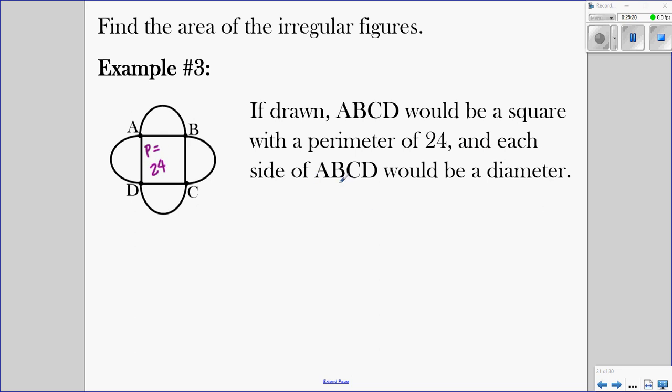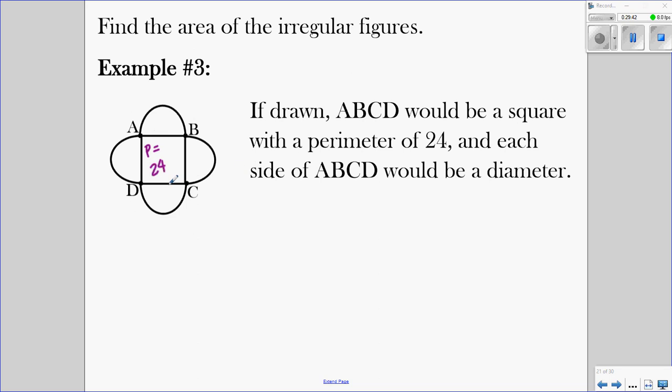And each side of ABCD would be the diameter. So this is the diameter of this half circle, this half circle, this half circle. So technically, if you removed this square, you would have these two half circles put together and create a circle. Same thing with this one. So you'd have two circles.